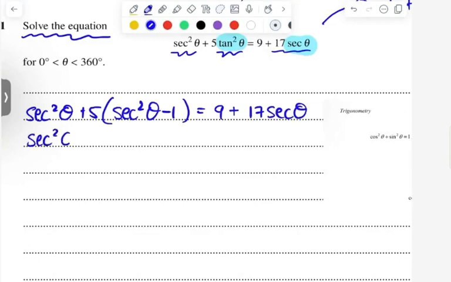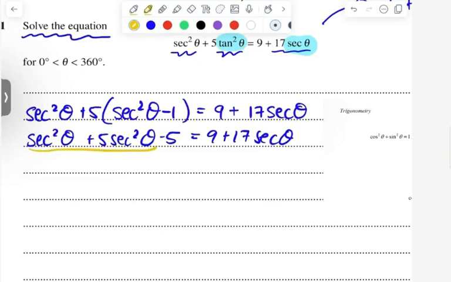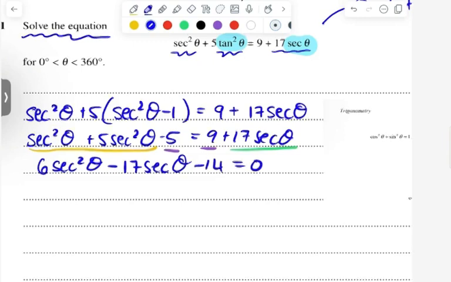So if I simplify this, theta minus 5, then I can add my like terms together. Here I have my like terms, and then I've also got a constant and a constant, and my sec theta is on its own. So it's going to be 6 sec squared theta. I'm going to get all my terms to one side, and then minus 5 minus 9 is minus 14 is equal to 0.